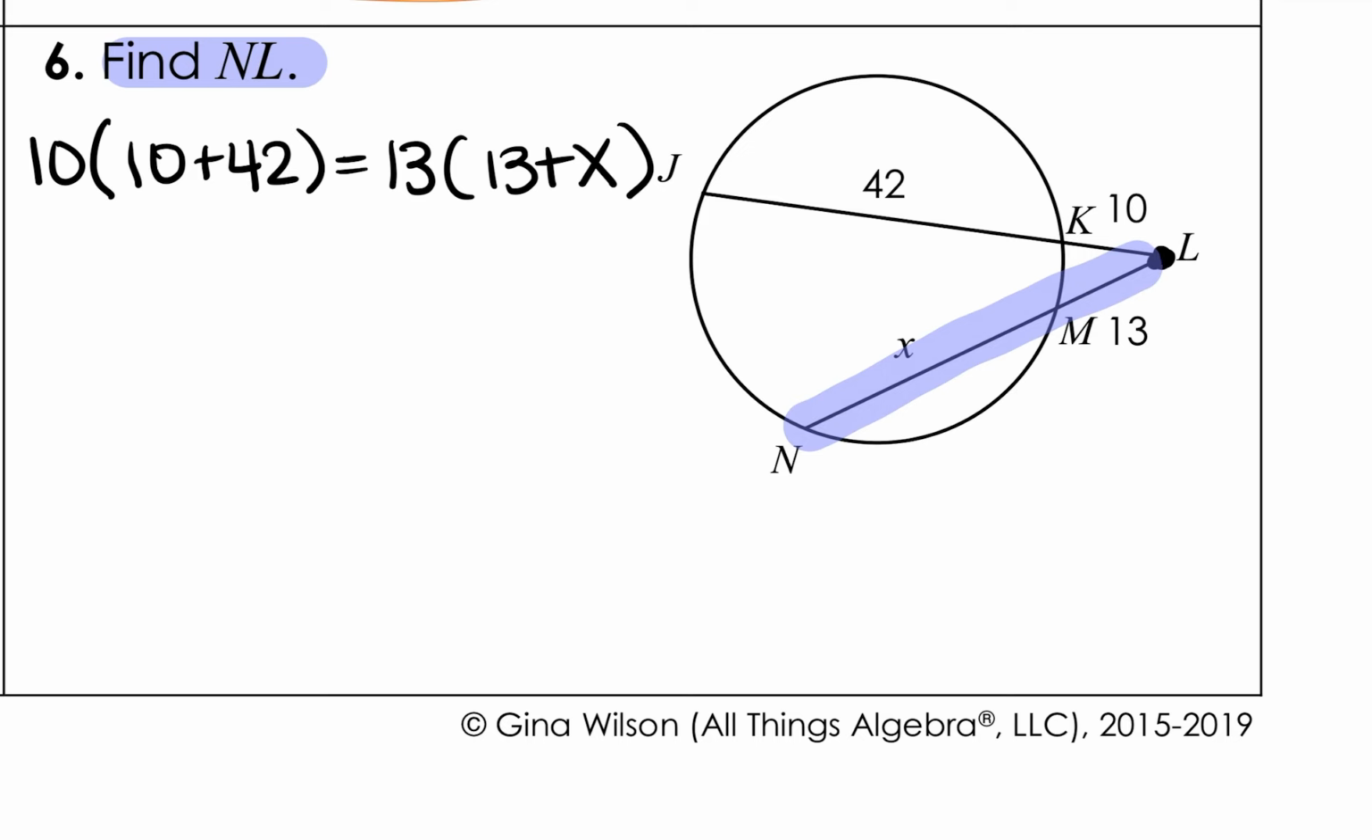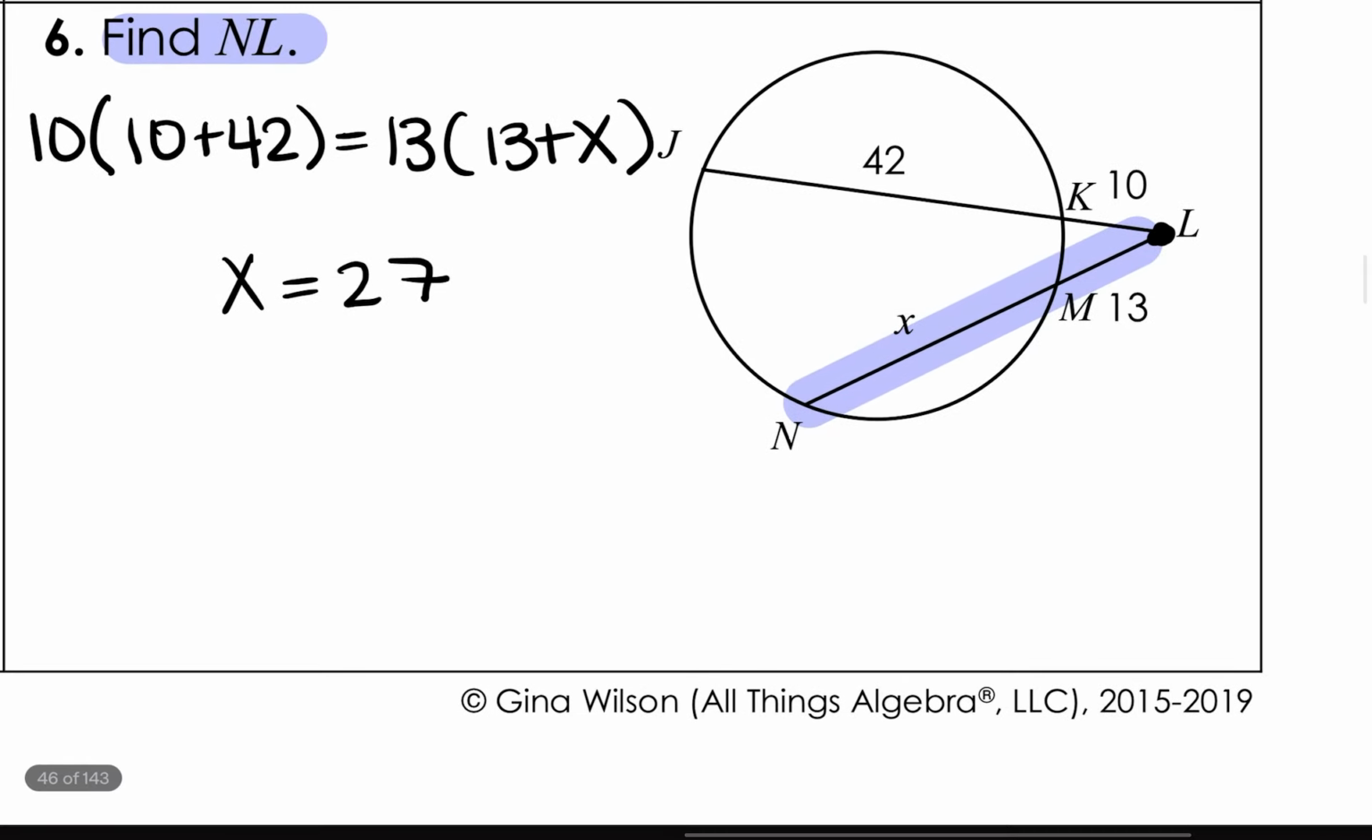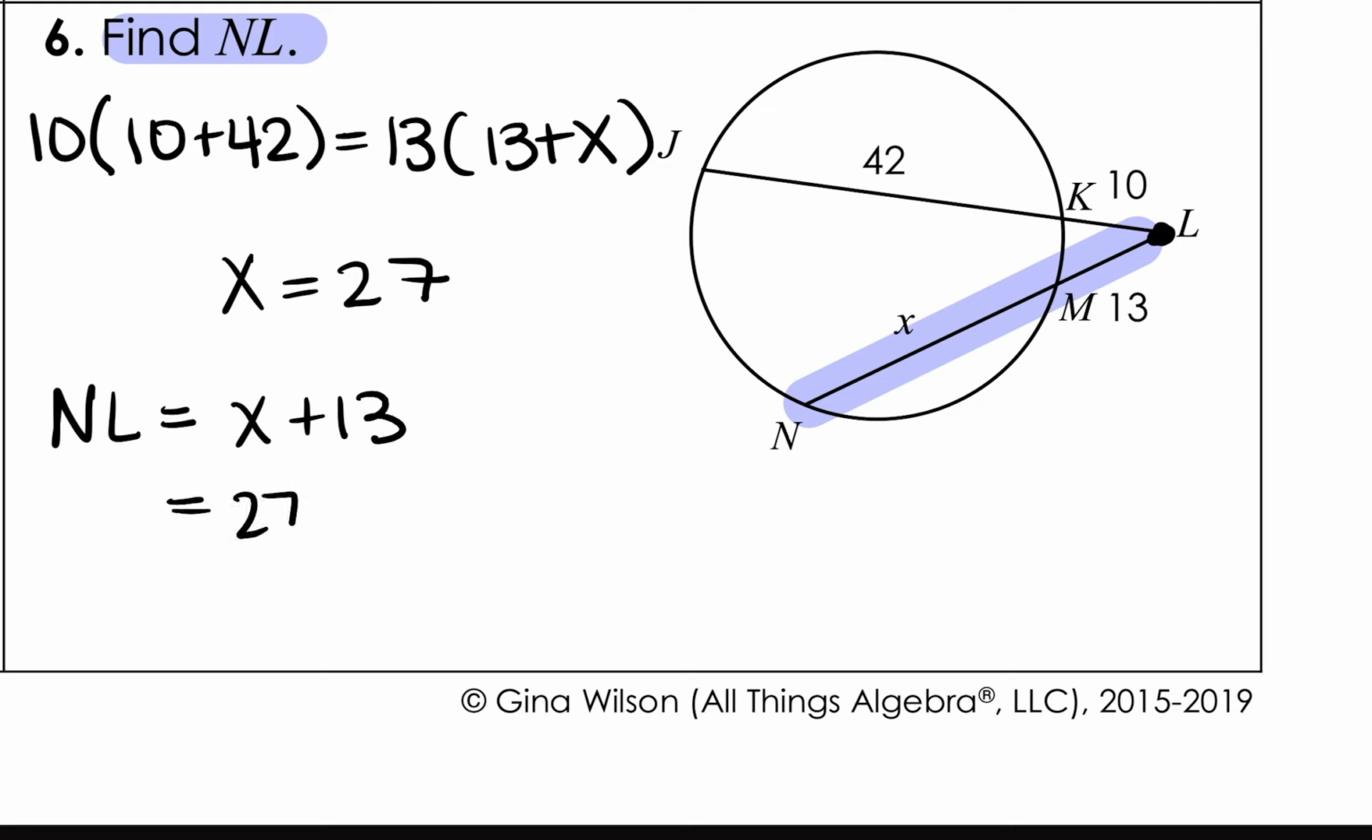And then just keep in mind we are looking for NL here. So once we figure out what x is, this is the length we're looking for. Okay? So distribute the 10 in, distribute the 13 in. You're going to get that x is 27. Once you get that x is 27, NL would equal x plus 13. So you need to do 27 plus 13, giving you that NL is 40.